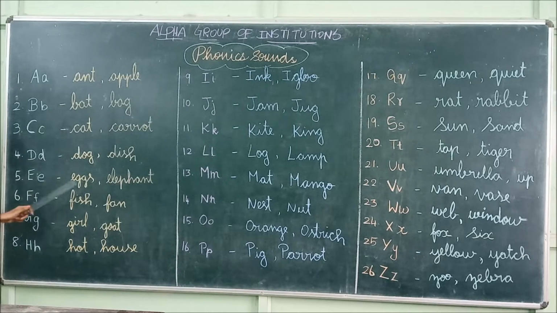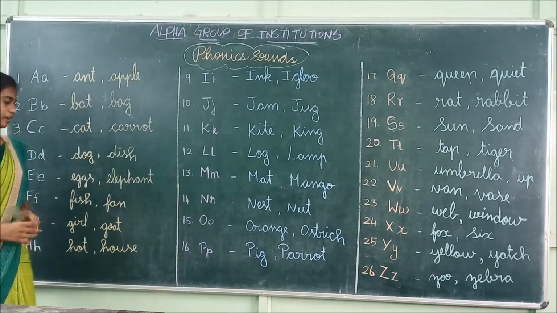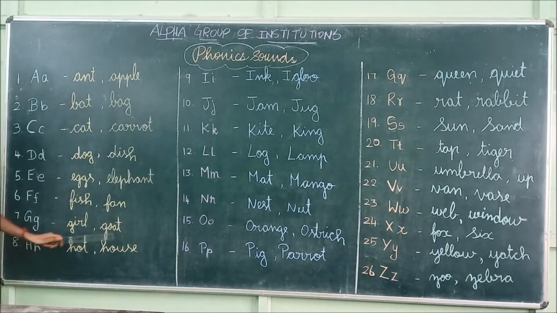And the next one is e. Eggs, elephants. E-G-G-S, eggs. E-L-E-P-H-A-N-T, elephants. So this sounds as e. And the next one is f. Fish, F-I-S-H, fish, F-A-N, fan. So how does it sound? F. And the next one is g. Girl, G-I-R-L, girl, G-O-A-T, goat. So this sounds as g. And the next one is h. Hot, H-O-T, hot. House, H-O-U-S-E, house. So, a, b, k, d, e, f, g, h.